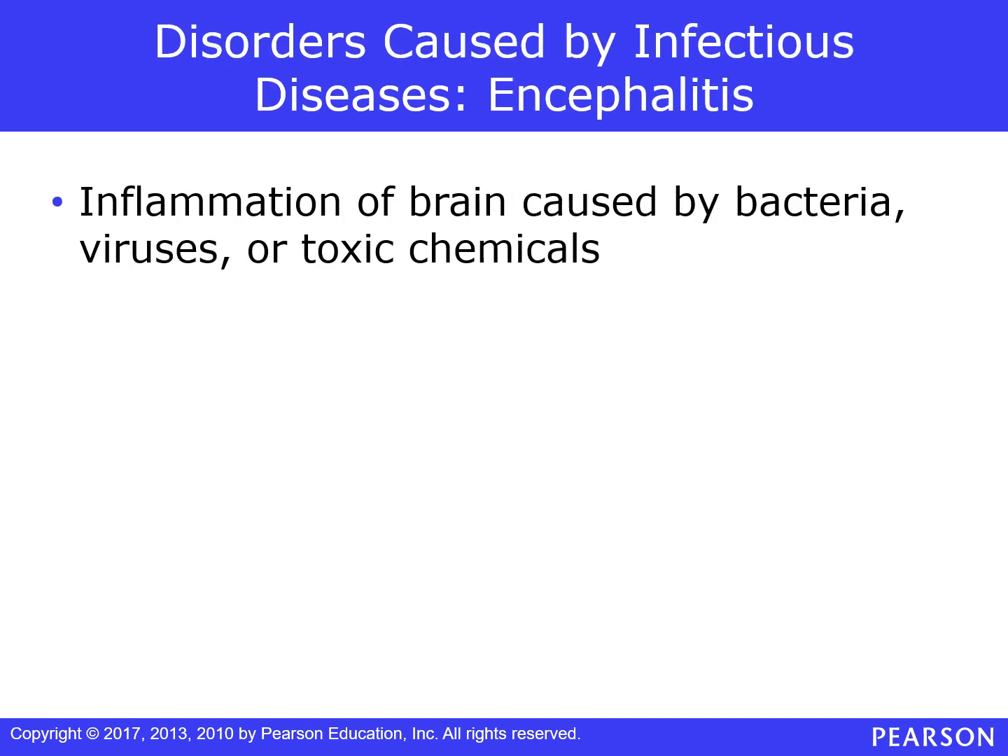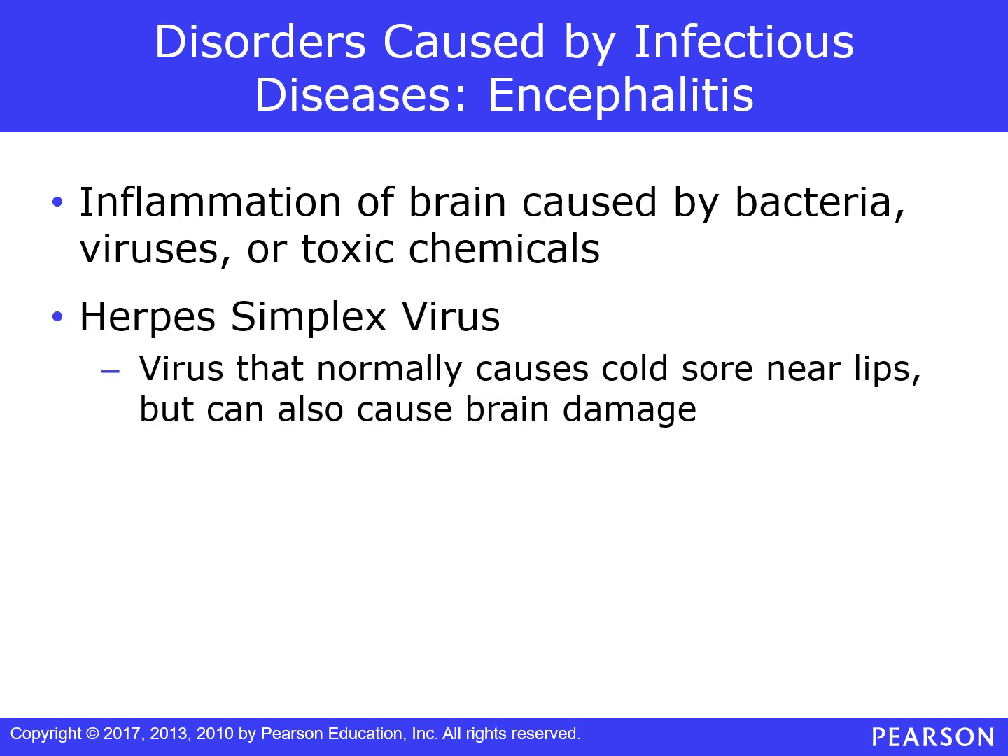The last bit here we'll look at are disorders caused by infectious diseases that are going to result in neurological issues, inflammation of the brain due to exposure to bacteria and viruses or toxic chemicals. A main example would be encephalitis, which is overall brain swelling. This can occur again through a few different means. One example would be just exposure to the herpes virus. Normally that causes things like cold sores or something like that, but it can potentially result in brain damage as well due to brain swelling.